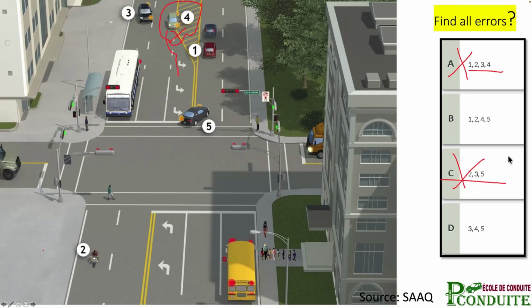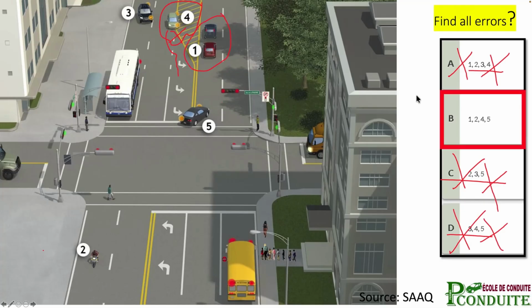Now look at driver number 1. This driver is following another vehicle too closely and is not maintaining a safe distance. This is dangerous and against the rules, so driver 1 is also at fault. If an option does not include number 1, it must be eliminated. For example, option D can be removed. At this point, only one answer remains, option B, but you should always confirm your answer.